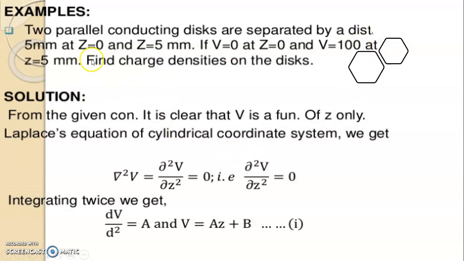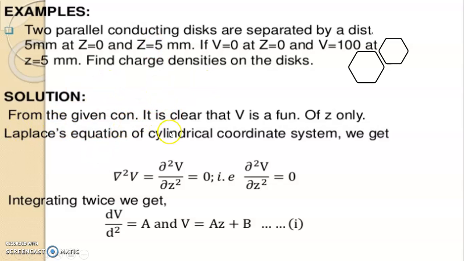Now here, since they have given discs, that means it must be a problem of the cylindrical system. If instead of this they had given plates, then it may be an example of the Cartesian system. But since they have mentioned discs, it will be an example of the cylindrical system. And the boundary conditions are given: at z is equal to 0 and z is equal to 5 mm, V is equal to 0 and V is equal to 100. So by remembering this formula, you should understand that it is the formula for Poisson's equation.